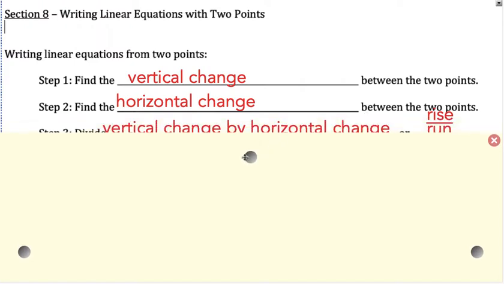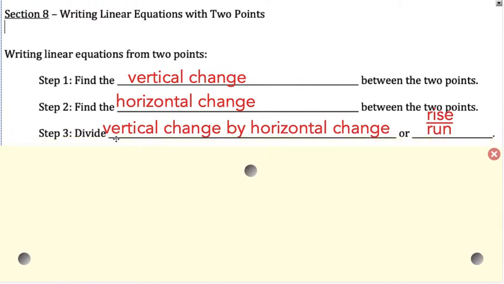Once you have those 2 changes, you want to divide the vertical change by the horizontal change. When you divide those 2, you are calculating the rise divided by the run, or your slope or your unit rate.